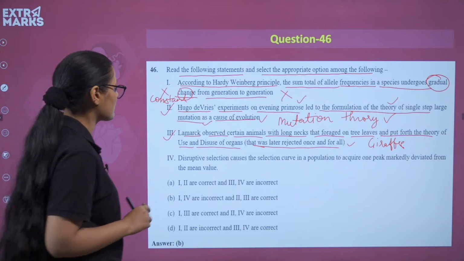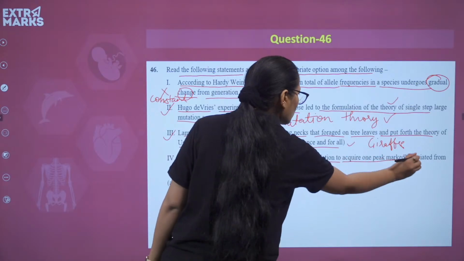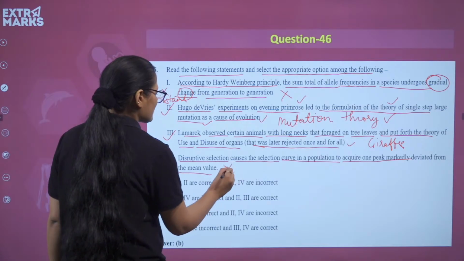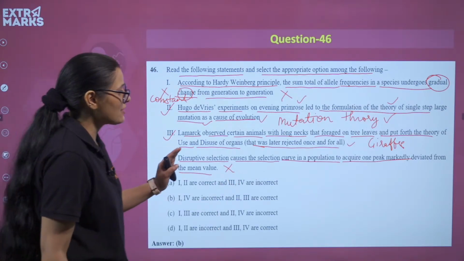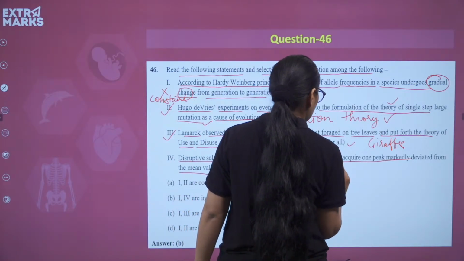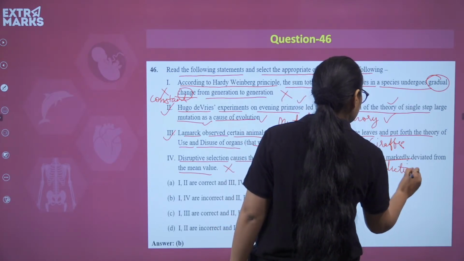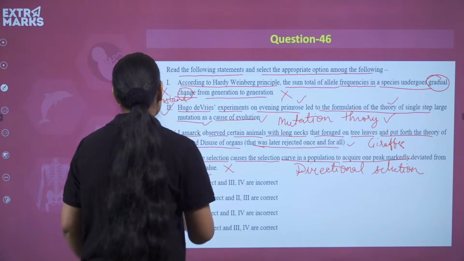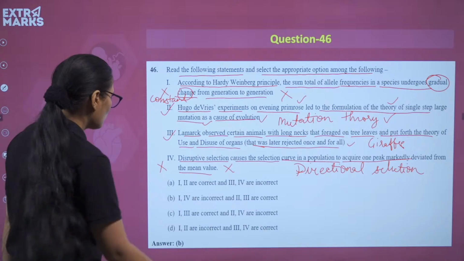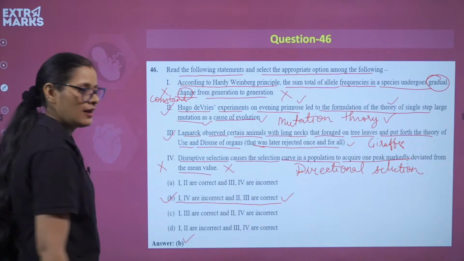Let's discuss the last statement that says disruptive selection causes the selection curve in a population to acquire one peak markedly deviated from the mean value, and this is an incorrect statement because if it acquires one peak, that's a directional selection and not disruptive selection. Let's see the options. Whosoever satisfies this, 1 and 4 are incorrect, 2 and 3 are correct is the correct answer, which is your option B. 1, 4 are incorrect, 2, 3 are correct. So your answer is option B.